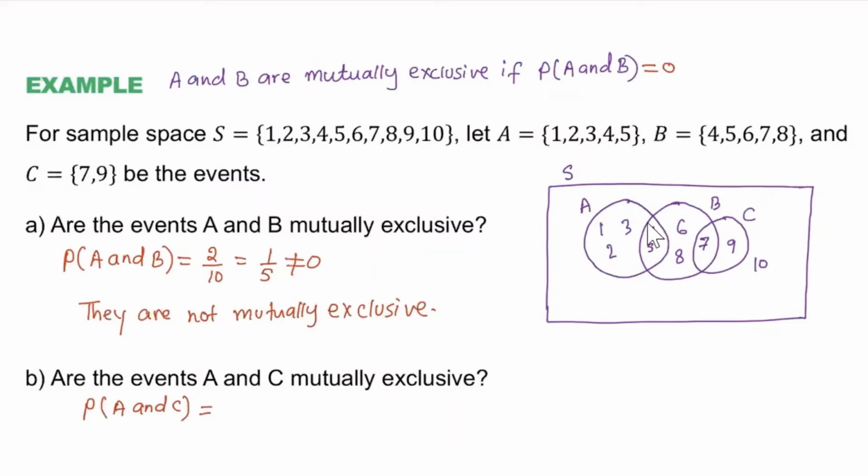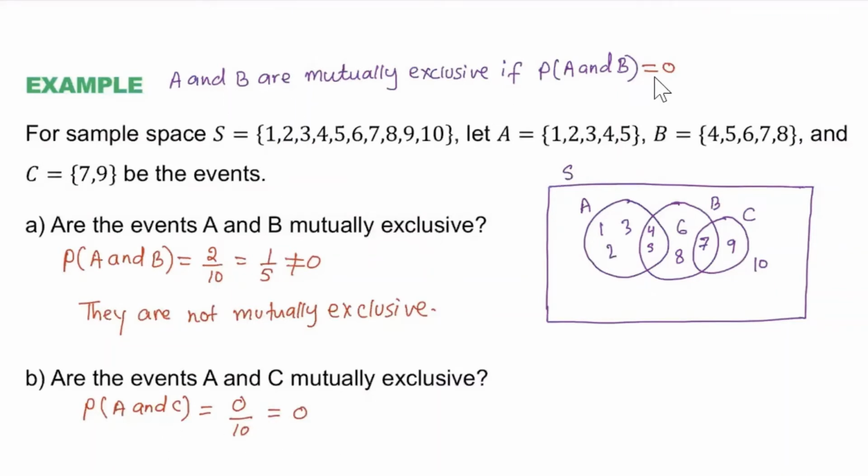Between A and C, this is the time for you to speak up. Look at it and tell me, is there anything common between A and C? No. There is nothing common. So there are 0 common between A and C out of 10 elements. So 0 divided by 10 is equal to 0. So what we got is the probability of these two events is 0. Okay, probability of A and C is 0.